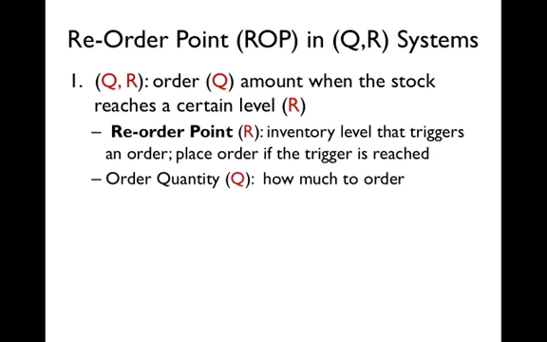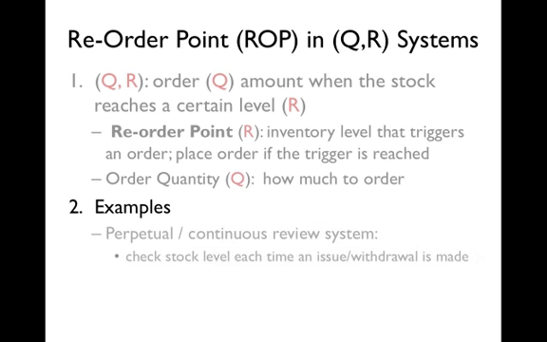So what does this look like? Reorder point in a QR system. This is that perpetual approach. We're going to order Q when we get to R. R is the reorder point, that red dashed line, and Q will be the how much. We'll get to those in our subsequent videos around calculating reorder point and calculating order quantity.